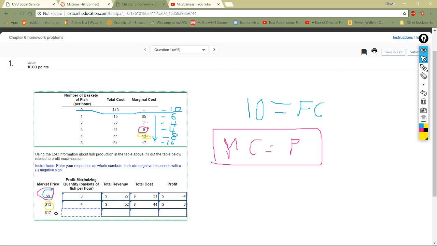Now, what if it's at 17? Where would we maximize our profits? Where would we maximize it? We see 17 here. Where does MC equal price? Where price is 17, we're going to look for what? Something that equals it and doesn't go over. There we go, 17. So we're going to produce 5 over here.